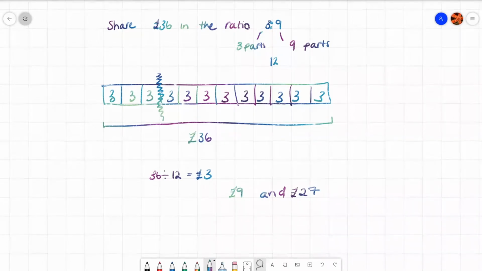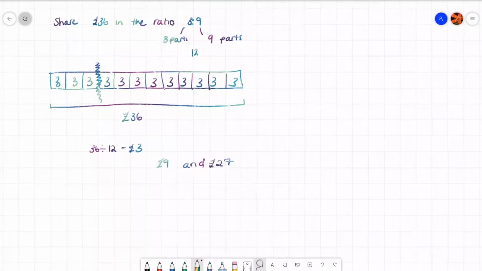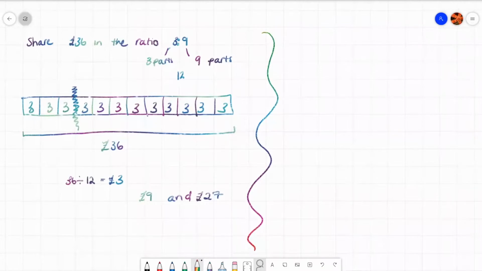Obviously, it gets a little bit more tricky when you are looking at questions that have got a bigger part to share into and you can't draw the boxes. And then obviously, in that situation, you might have to do the other method without the boxes. So let's just have a look here. What would the other method be if you wasn't to draw the boxes? So sticking to this method here, you've got £36 and you're sharing into 3 parts and 9 parts. And I'm just going to keep this box method right near it so you can compare the two.